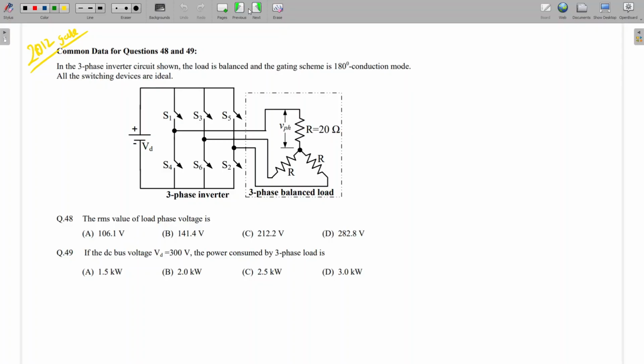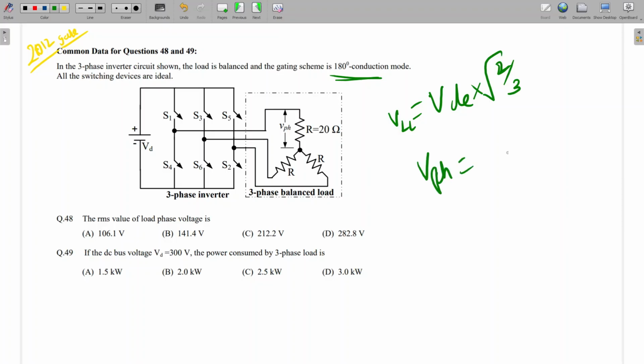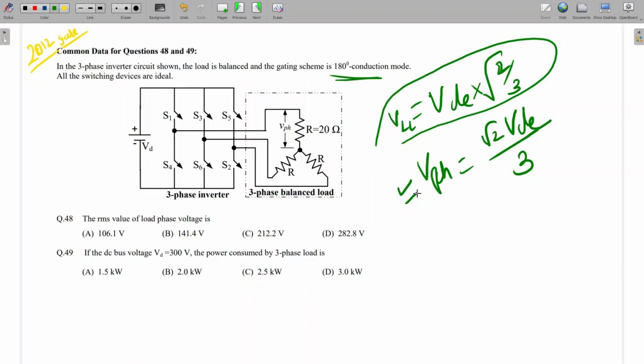So this one, 2012 GATE. I think it is the same repeat, already the same as the previous one, but here it is 180-degree conduction mode. 180-degree conduction means we will calculate the line voltage first. Line is equal to VDC into root 2 by 3. What will be the RMS voltage per phase? So phase will be the line divided by root 3, which is root 2 VDC by 3. VLL by root 3.